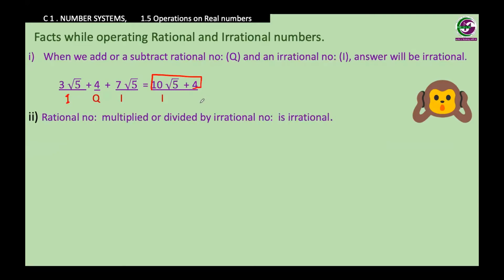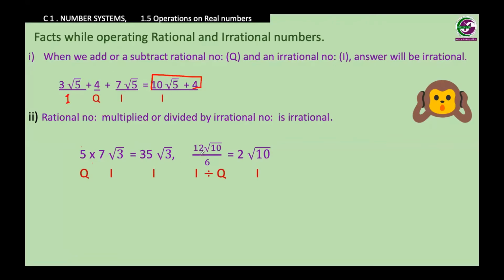When you multiply or divide a rational number with an irrational number, rational multiplied with irrational, what will happen to it? See, 5 is a rational number. 7 root 3 is an irrational number. Look at the answer. 7 times 5 is 35 and root 3 will stay with you. So 35 root 3 is irrational. So when you multiply rational with irrational, it is irrational.